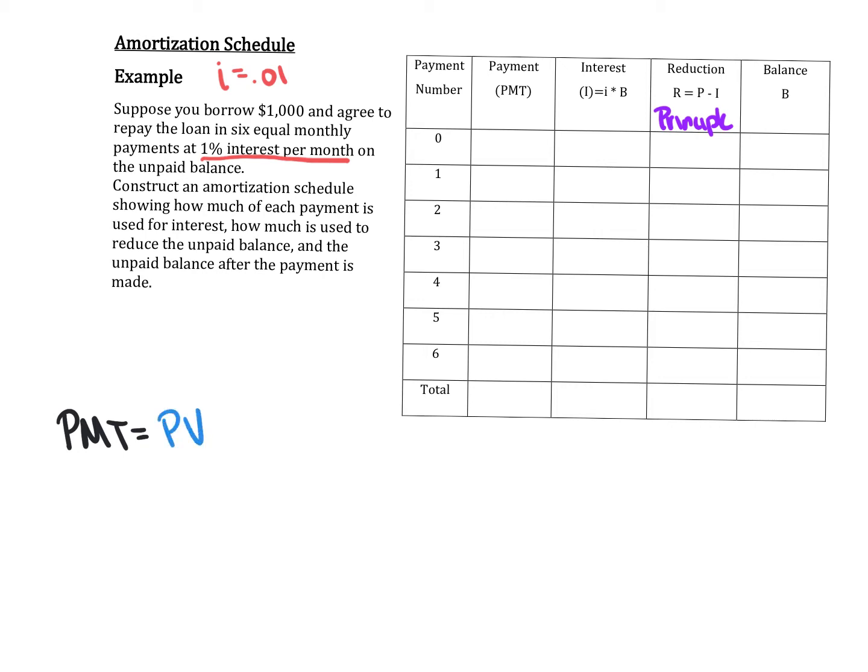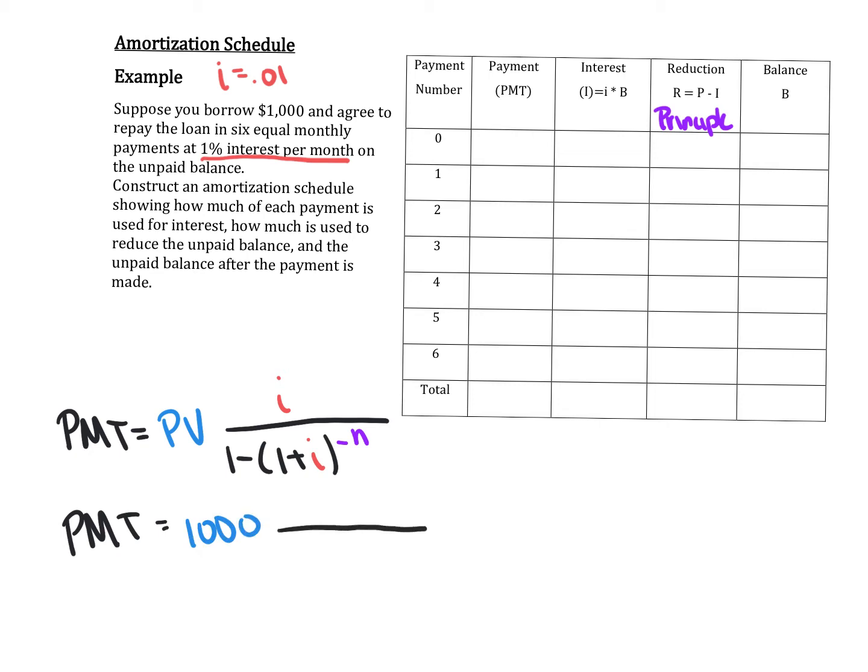To calculate your payments, remember the payment formula is equal to the present value times I, which is your periodic interest rate, over 1 minus 1 plus I raised to the negative n. Well, here, your payment is going to be equal to the present value of your money, which in this case is $1,000, times I, which is 0.01, over 1 minus 1 plus 0.01, raised to the negative 6. And when I calculate this, it's going to give me my actual payment amount.